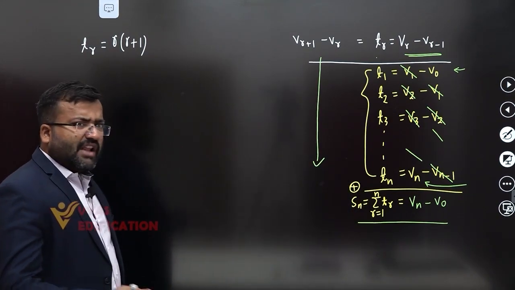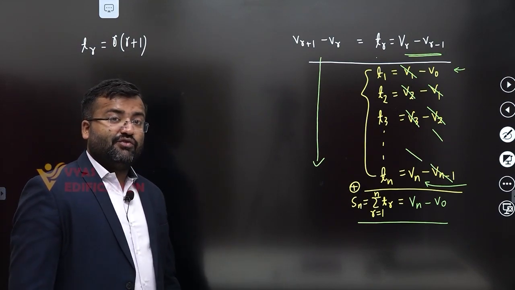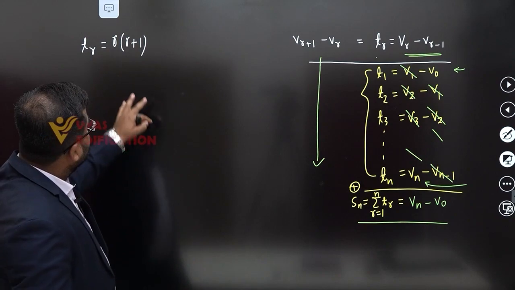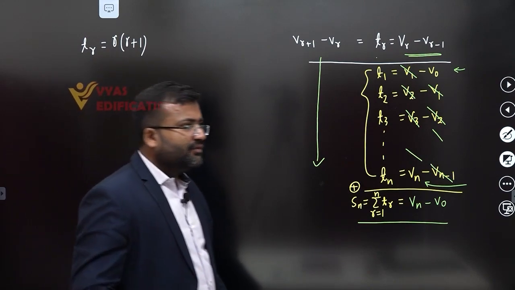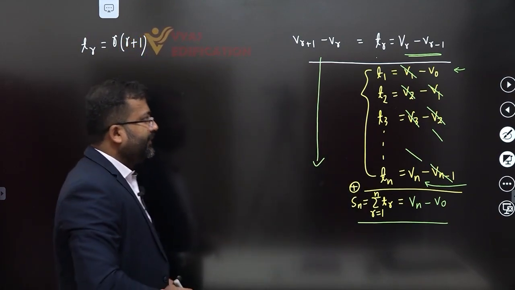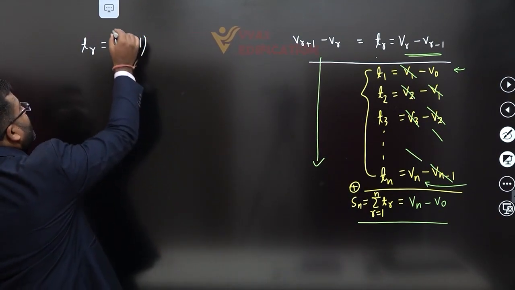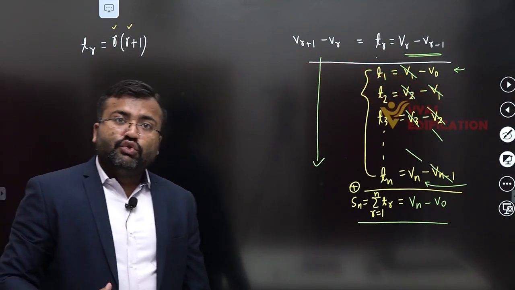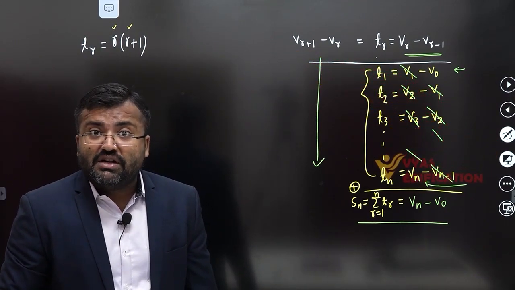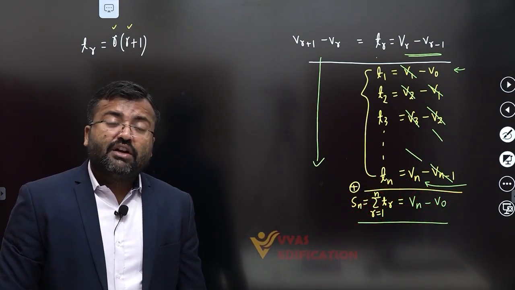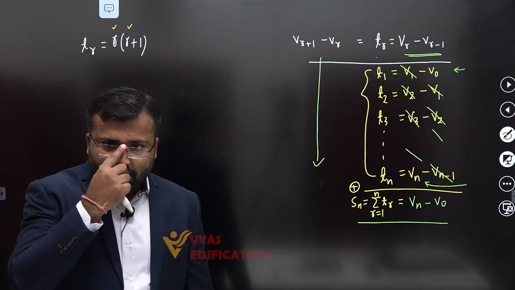So I'll tell you some ideas. I'll discuss some ideas for writing such kinds of terms as a difference of two terms. Okay, what are the ideas? Let's take a look at the idea. When you have r times r plus 1, can you see r and r plus 1 are two consecutive numbers? Yes. So a product of two consecutive numbers is there.